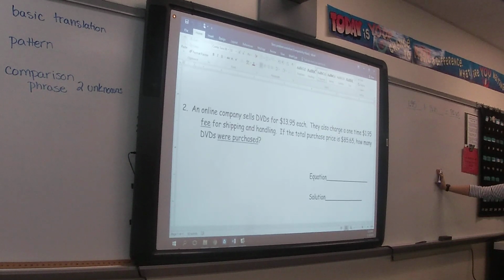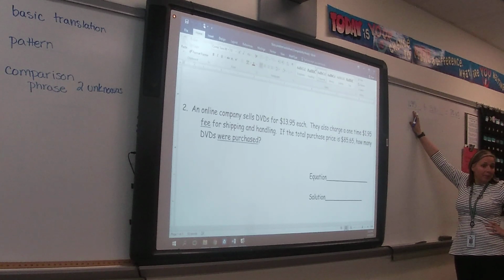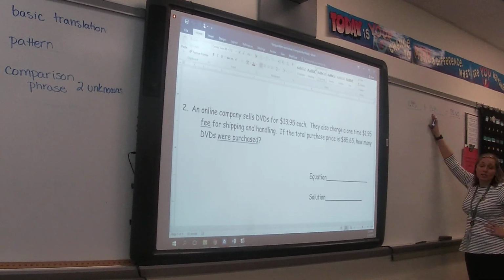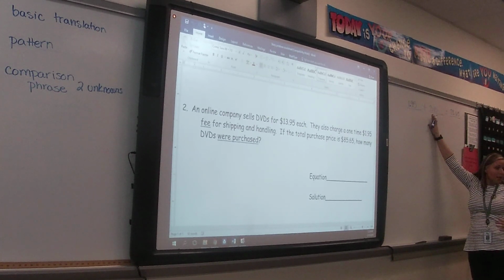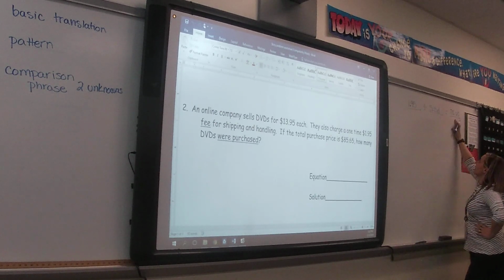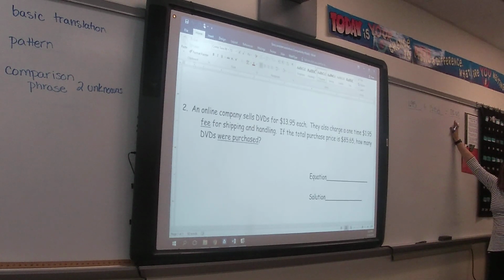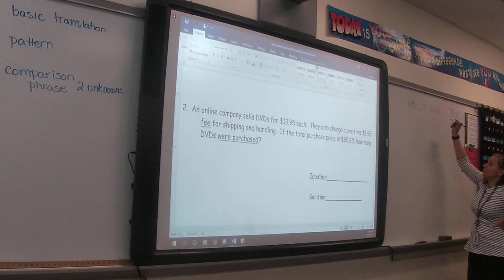Now, what is this problem asking us to find? How many DVDs? Anything that's happening per DVD gets a variable. So is it $1.95 happening per DVD? No. Is $13.95 happening per DVD? Yes, so it gets a variable. Is $85.65 happening per DVD? Nope. So now we have an equation we can solve.